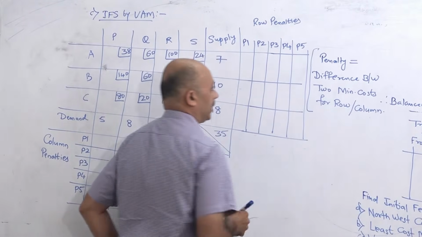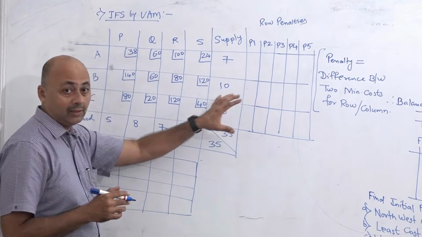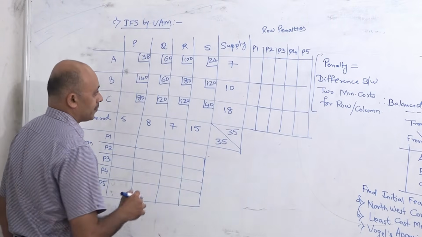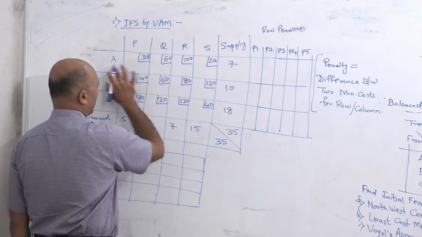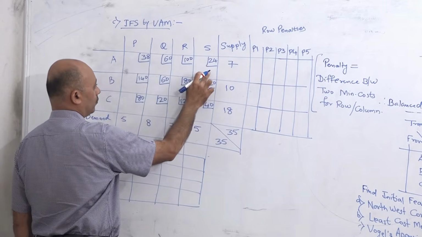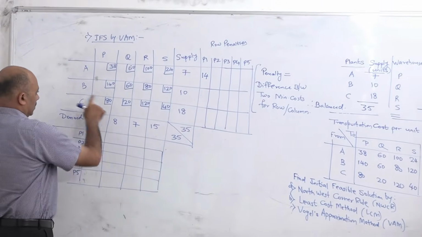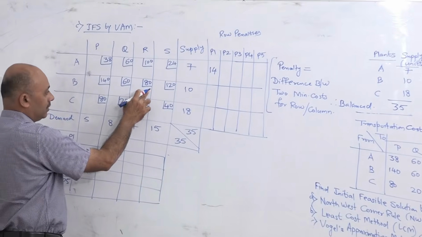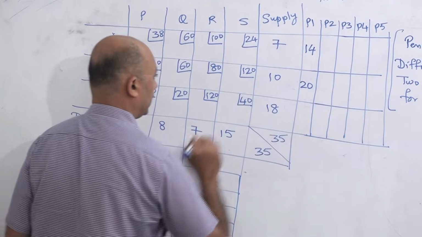So when we calculate the penalty, we calculate the difference between the two minimum costs. If we are calculating row penalty, we will take the difference row wise. If we are calculating column penalty, we will take the difference column wise. Now first we will calculate all P1. P1 means first penalties. Now we start from A. The lowest cost is 24 and the next lowest is 38. So the difference is 14. So this penalty will be 14. Then B, lowest is 60 and the next lowest is 80. So 60 and 80, two minimum costs and the difference is 20. So this penalty is 20.